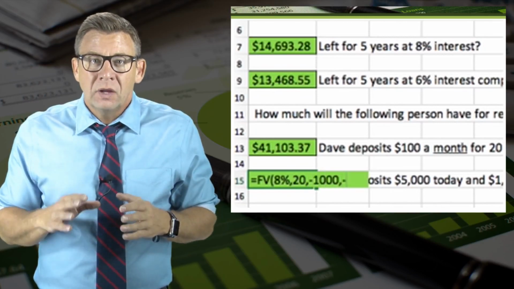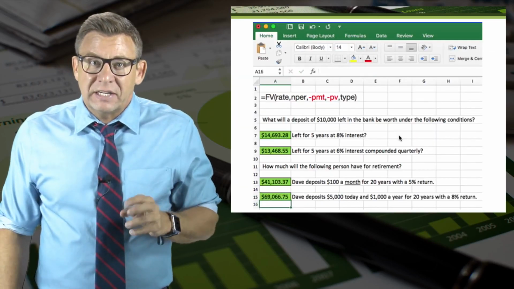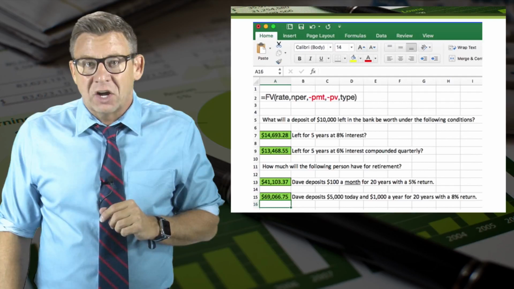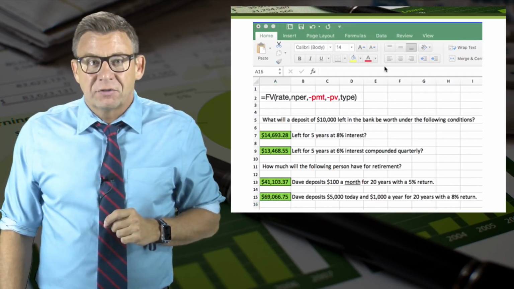payment, and minus 5,000. This returns a result of $69,066.75. And that's how you use Excel to solve for future value.